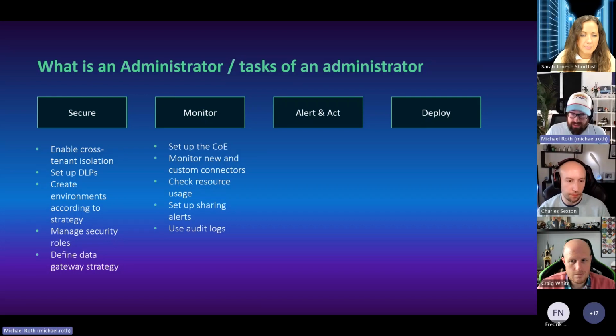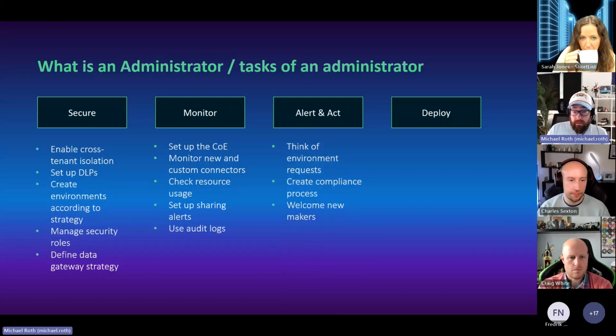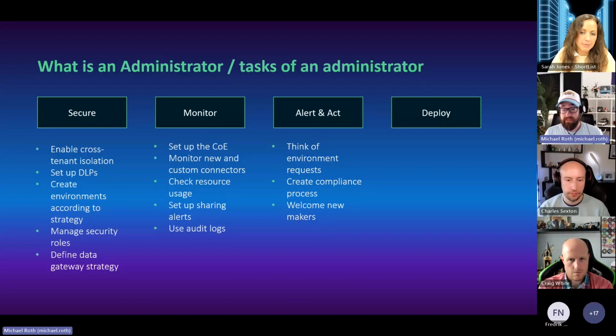And that always should start with setting up the Center of Excellence Starter Kit, COE, if you don't know that is Center of Excellence Starter Kit. Then you have to monitor the new custom connectors, check the resource usage, set up sharing alerts, and use audit logs. Alert and act, we have environment requests. There are users and makers that need a new environment with a new DLP. How do you act on that? Do you want to have tickets, or is there a request app, something like that?